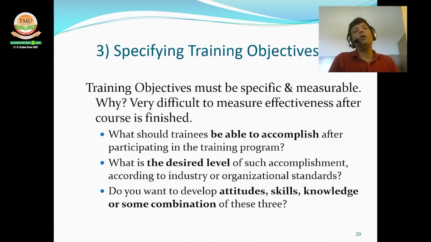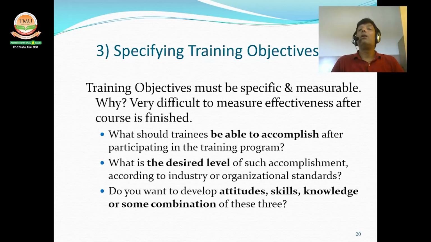Now point 3 is specifying training objectives. What are your objectives behind the training session? Why are you giving the training session? Training objectives must be specific and measurable. Why? It is very difficult to measure effectiveness after the course is finished. If something is not specific and not measurable, then it is very tough. So your training objectives must be specific and measurable. What should trainees be able to accomplish after participating in the training program? These must be your objectives.